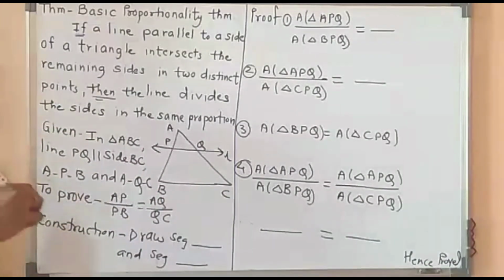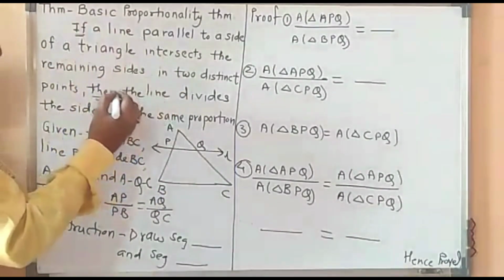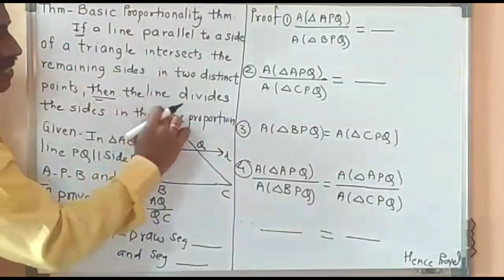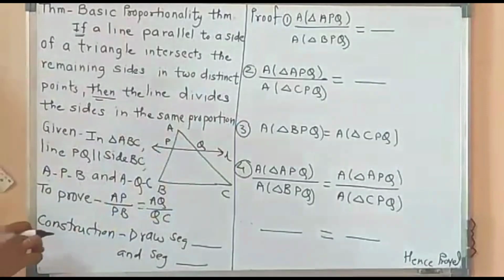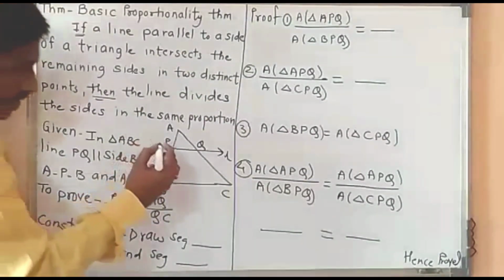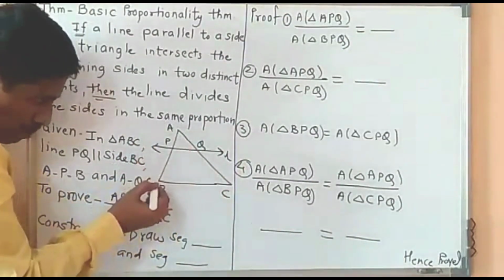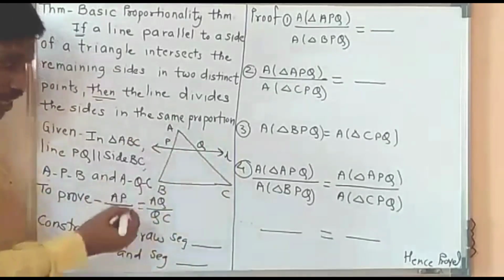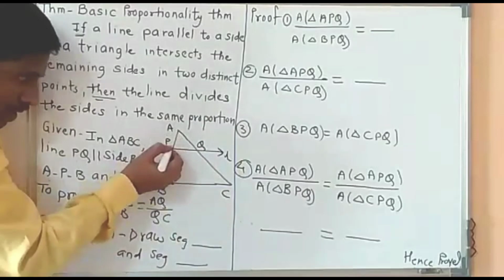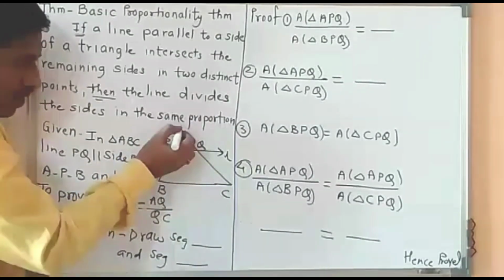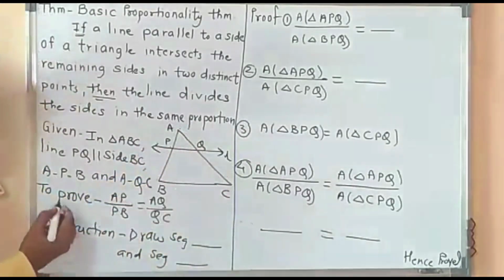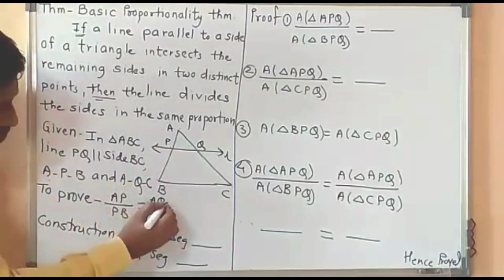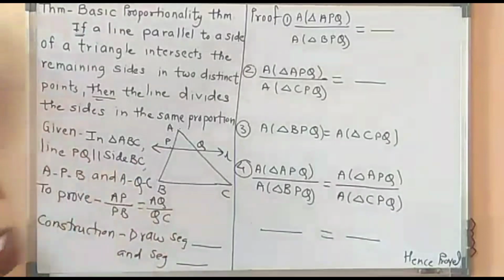What is the to prove part? The part of the statement after then: the line divides the sides in the same proportion, that is in equal ratio. So this line PQ divides AB into AP and PB, and AC into AQ and QC. The ratio of AP to PB is equal to AQ to QC, and therefore the to prove part is AP upon PB is equal to AQ upon QC.